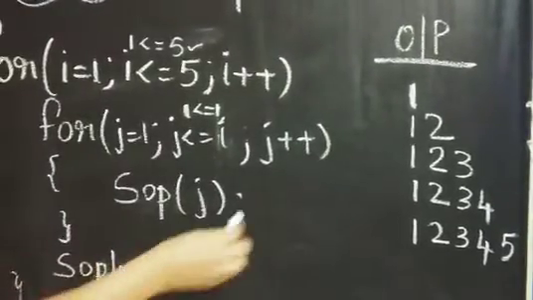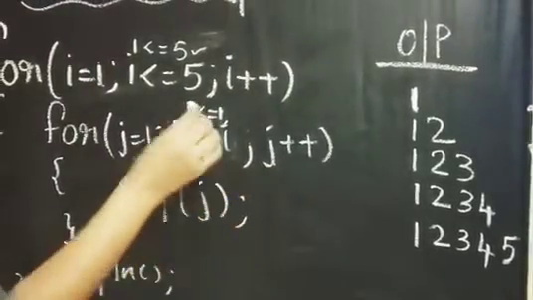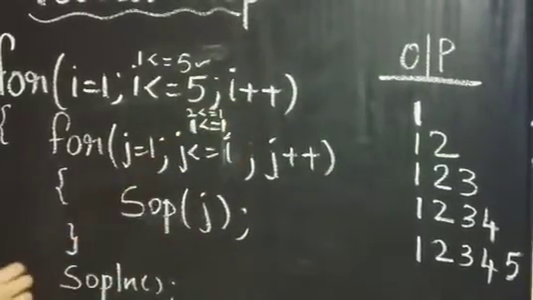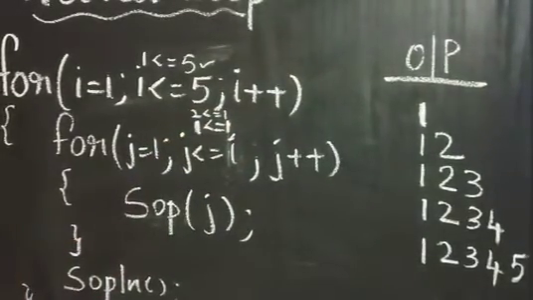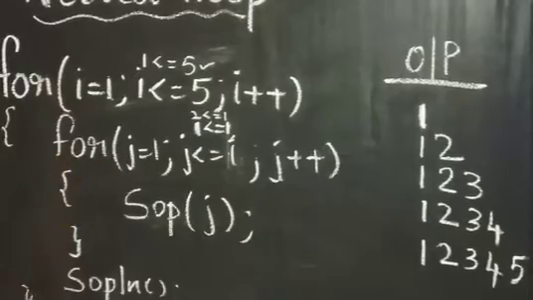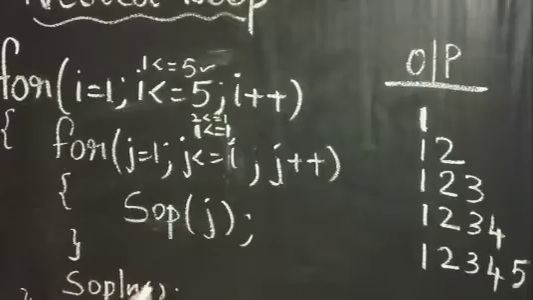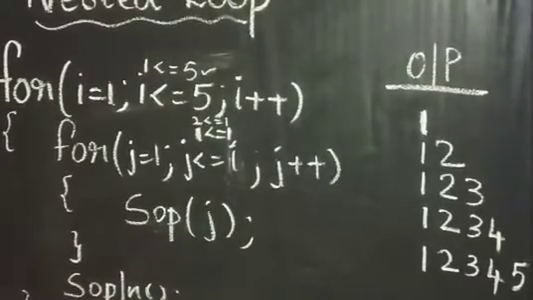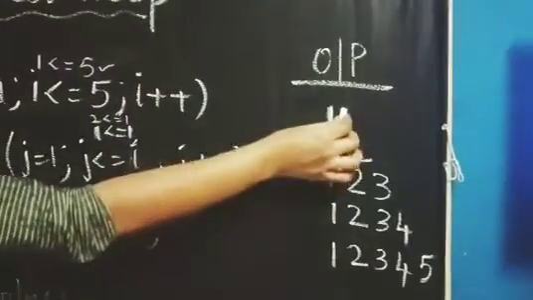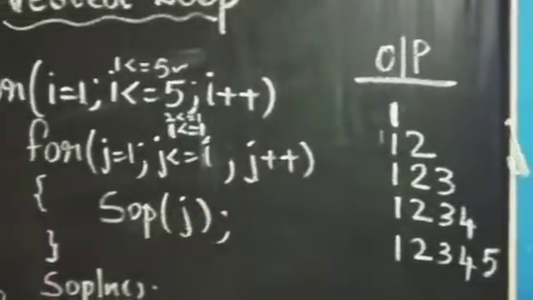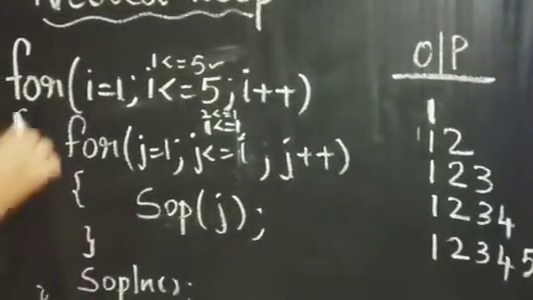Then again j plus plus. So j will become 2. 2 less than or equal to 1. The condition is false. Since the condition is false, it comes outside the loop. So that is SOP ln. So SOP ln means it brings the cursor down. So initially the cursor was here. So now the cursor is now here. Okay. Then again ending of the I loop.